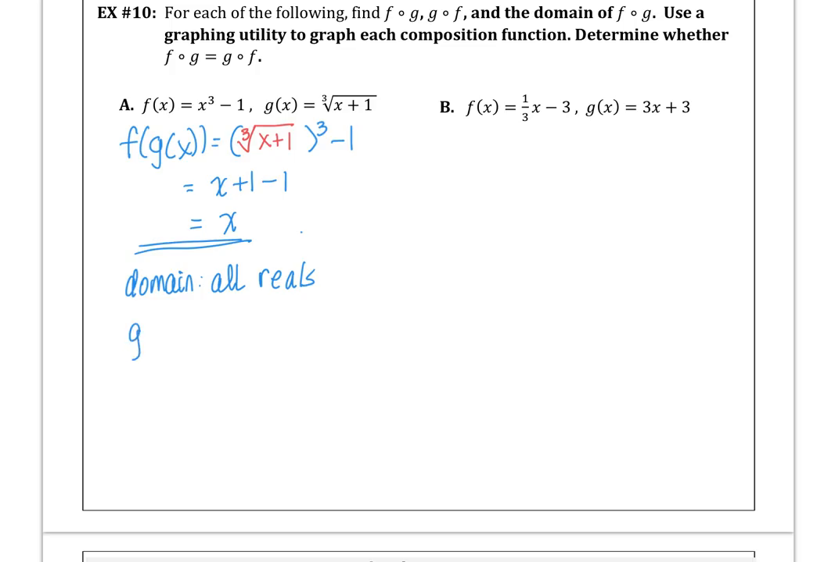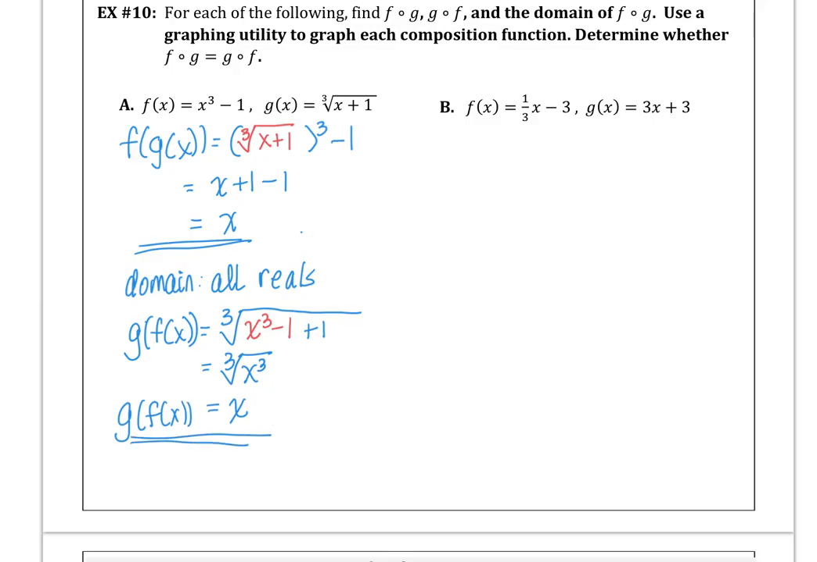Then the g of f of x. So the g of x is the cube root of x plus 1, and we want to substitute where the x is, we want to substitute the f function, which is x cubed minus 1. So x cubed minus 1 plus 1 is the cube root of x cubed, and the cube root of x cubed is x. So here we're seeing the f of g of x and the g of f of x are both equal to x, and their domain is all reals. F of g of x. You see where this is going?